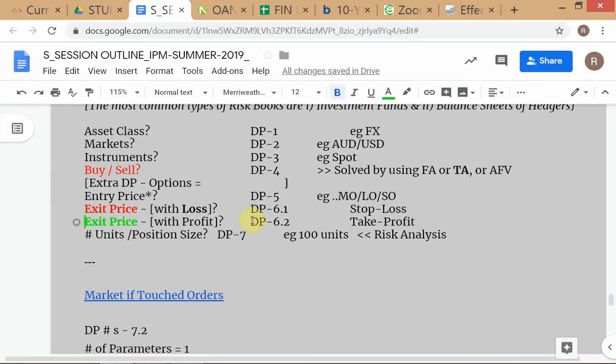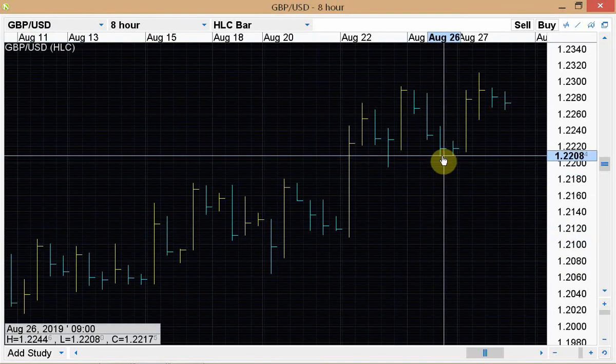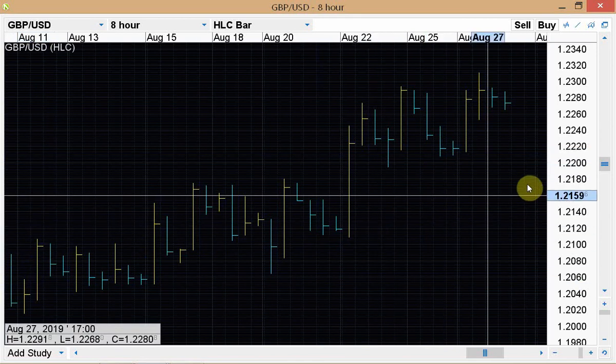So we are solving this exit price with profit problem in an indirect way. And how do we solve it? We can already see how we solve it. We went long here and we are exiting here. So we are making a profit. We went long the base asset in this market, remember?